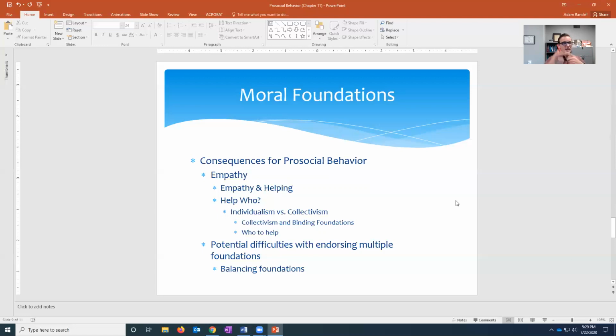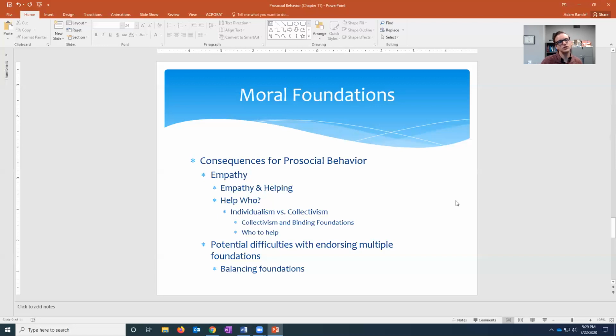Tying this back to moral foundations, we know that societies that are more collectivistic tend to endorse more of the moral foundations. So what we might expect is that those who endorse the binding foundations are really likely to help those in their group, but probably not so likely to help anybody they don't identify as being a member of their group.